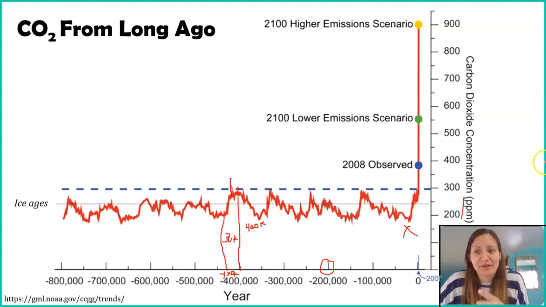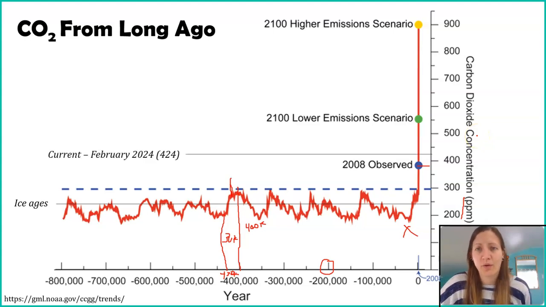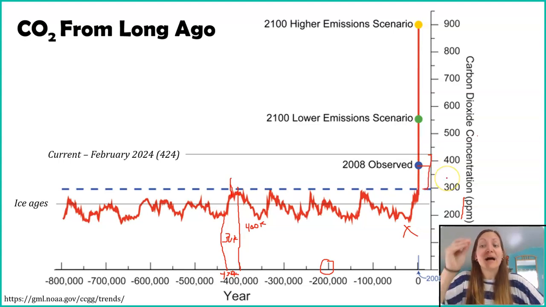And I mention that because if you look here, this has 2008. Here's where humans are. Now this is 2008. I actually have some more recent data. As of February 2024, this is the most recent data I had when I made this video, we were sitting at about 424 parts per million. So we're higher than this 2008 line. Look at how much we have gone above 300, right? We're above 400 now. And this is where we start worrying.